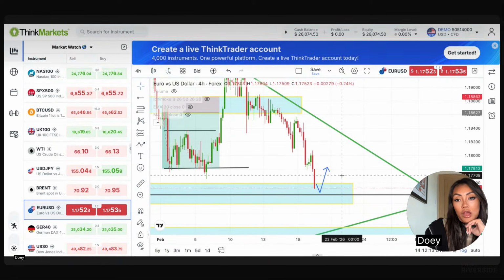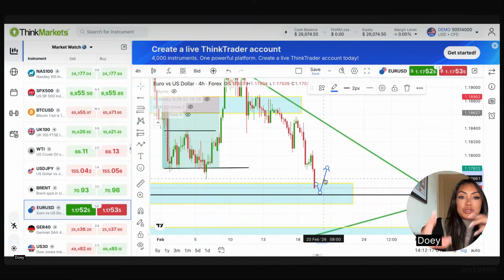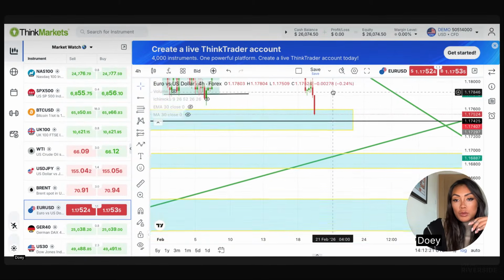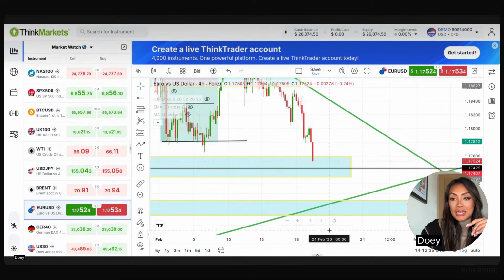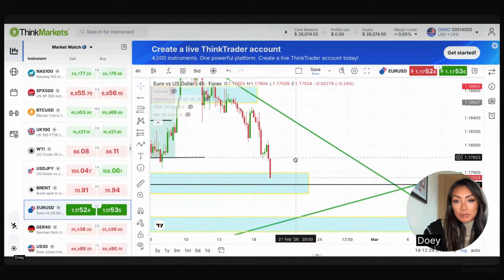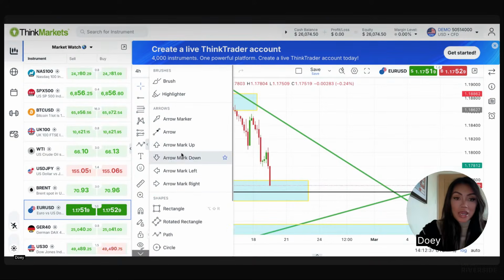Personally, I wouldn't be looking to trade against this trend, just because of how strong the bearish trend is right now. I would want to at least wait till about here before I take any buy positions. So what I would personally be looking for is to enter on the pullback. So, a new key area.